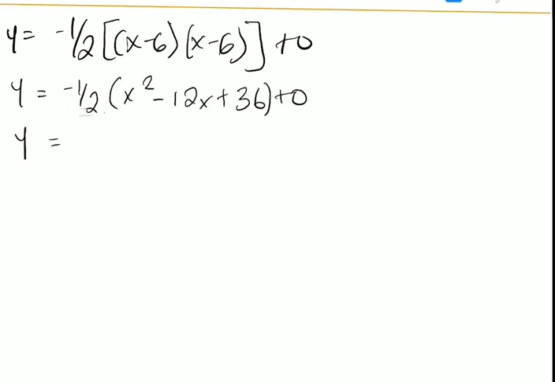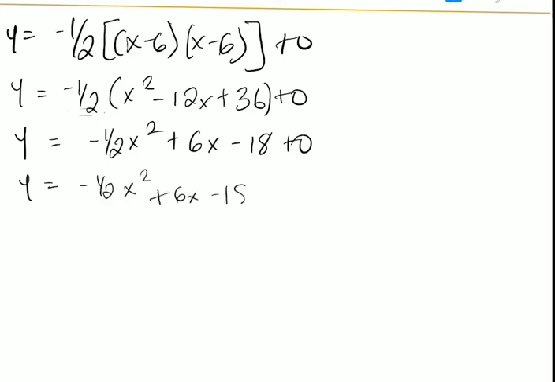So we're going to do that, and we're going to end up with negative 1/2 x squared plus 6x subtract 18 plus 0, or plus whatever number you get there. In this case, it's 0. Negative 18 plus 0, collecting like terms, that's still going to be negative 18. So our final answer is going to be negative 1/2 x squared plus 6x subtract 18. This is our final answer.